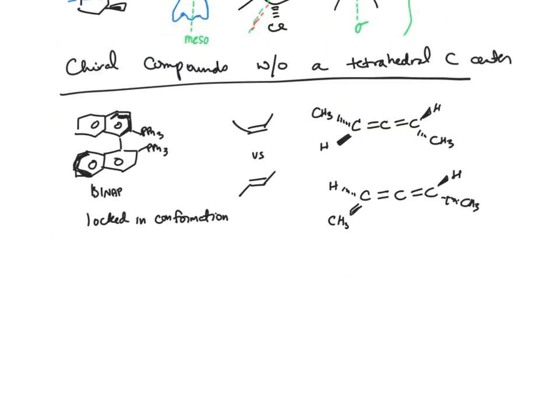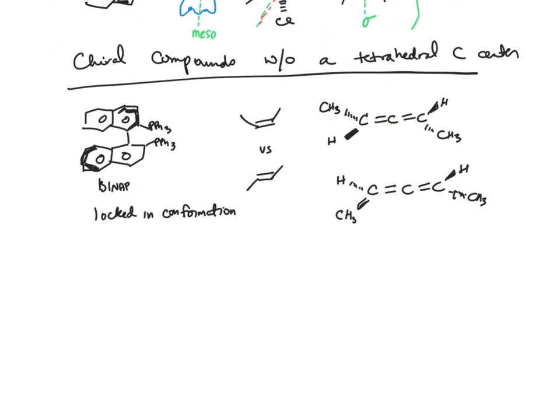There are also compounds that are chiral without a tetrahedral carbon atom. For example, this BINAP derivative is locked in a conformation that keeps it from being a free rotating molecule. So it cannot rotate around that carbon-carbon bond, which means it's stuck in this conformation. BINAP has an R and an S conformation, so because it's locked in that conformation, it is chiral, even though we're not giving it a chiral tetrahedral carbon atom.